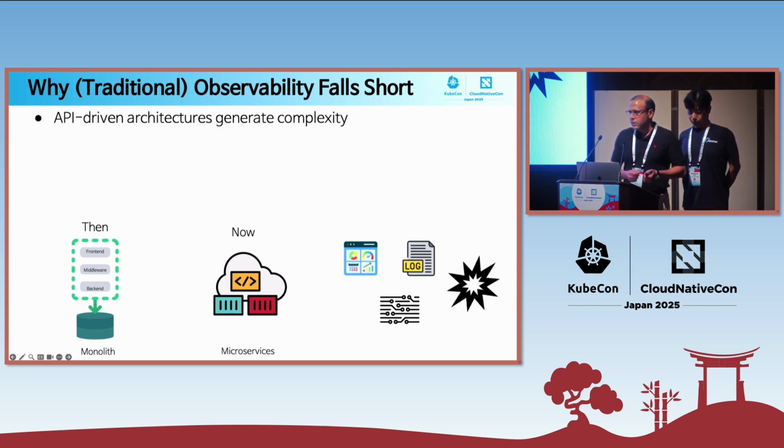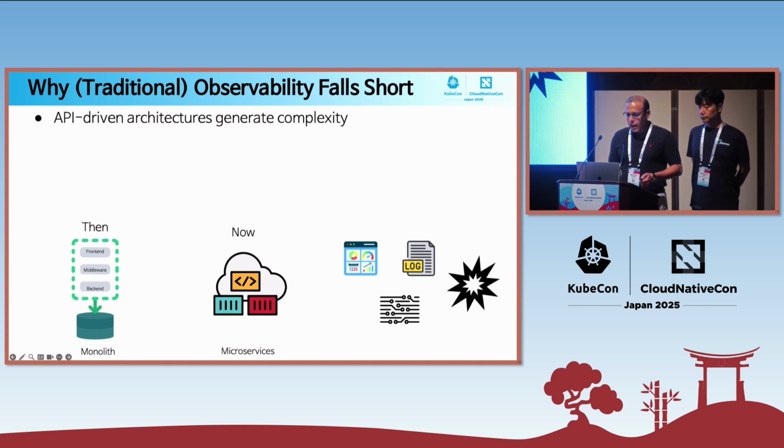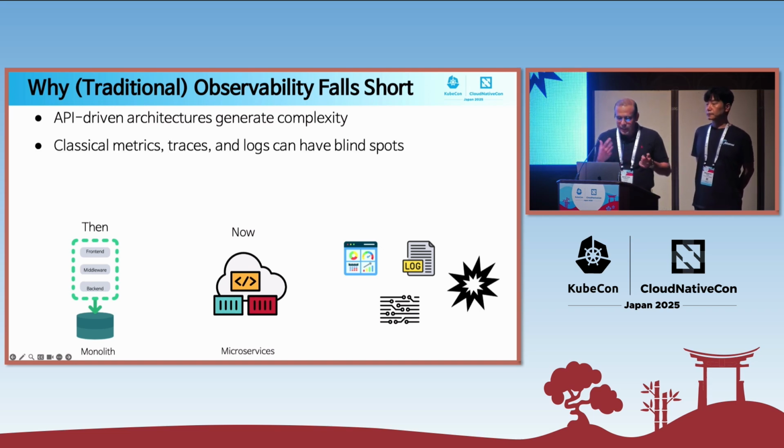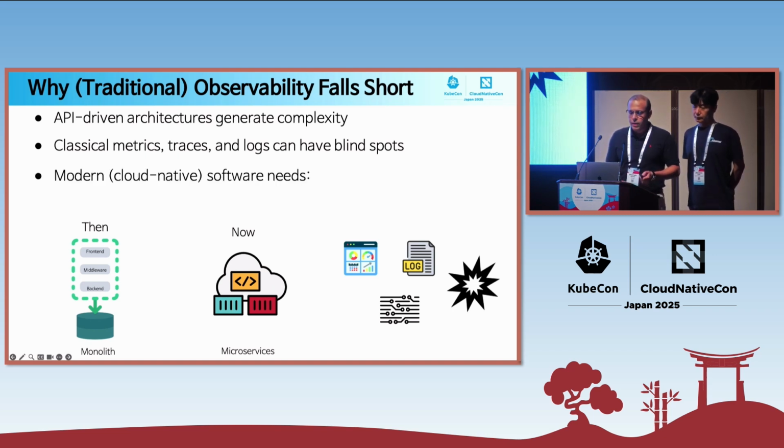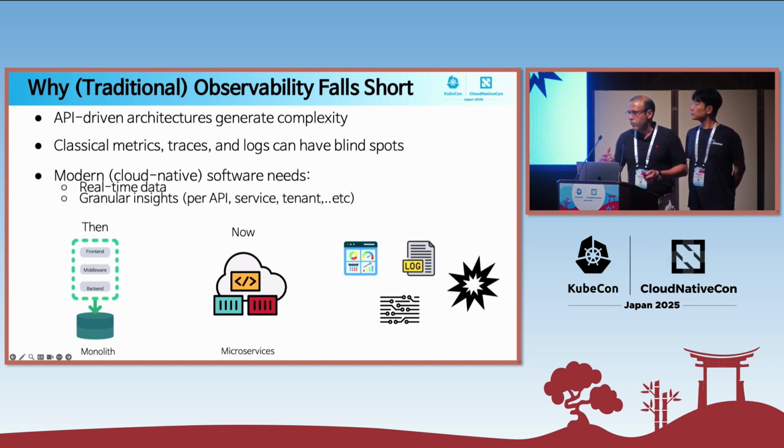The main reason for this is that those architectures are API-centric or API-driven, and with that, the classical way of looking at what we call signals, the metrics, traces, and logs, can have blind spots. For example, if you run a SaaS platform on Kubernetes and you want to get very granular to the actual API level, or if you have multi-tenancy in SaaS and Kubernetes and you want to get to the actual tenant or user, it becomes really difficult.